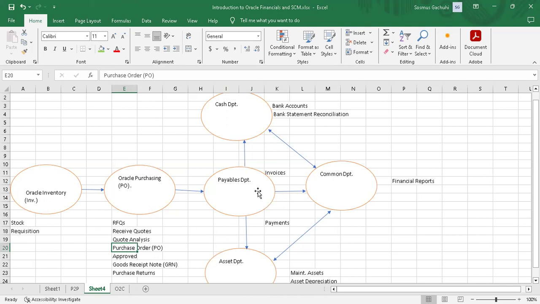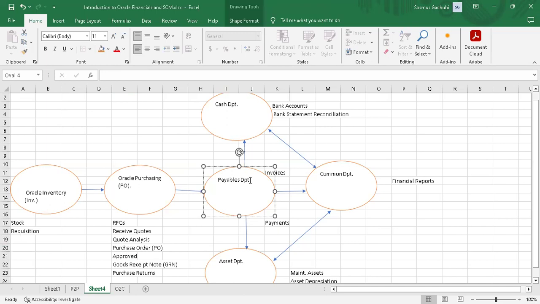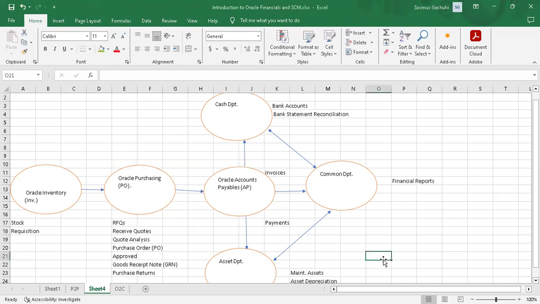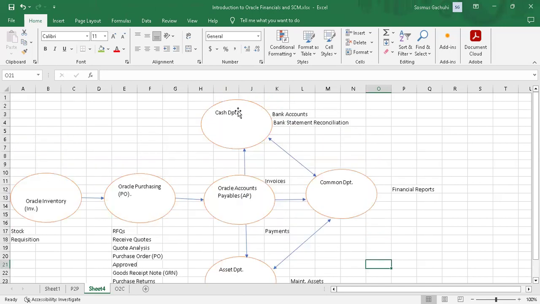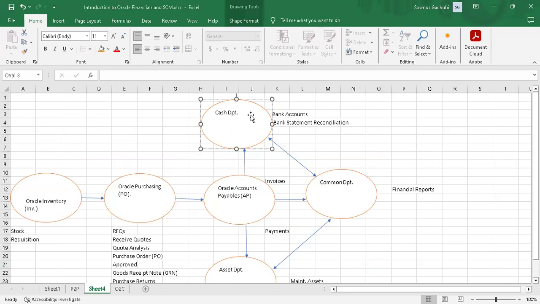So that is that. Then under the payables department, we have Oracle Accounts Payable, abbreviated as AP. So if you hear someone mentioning AP in finance, just get to know that's the payable application, the payable department.